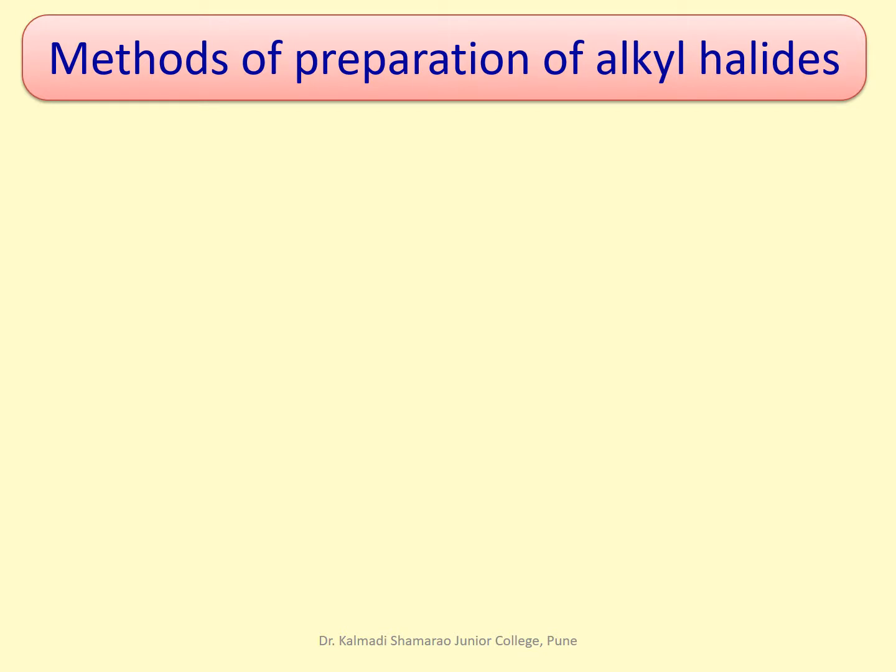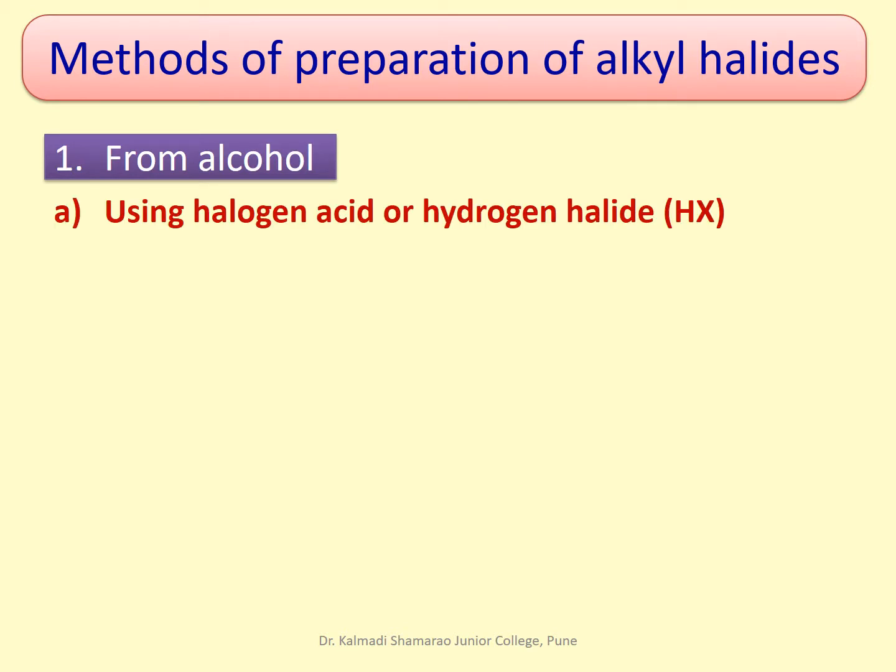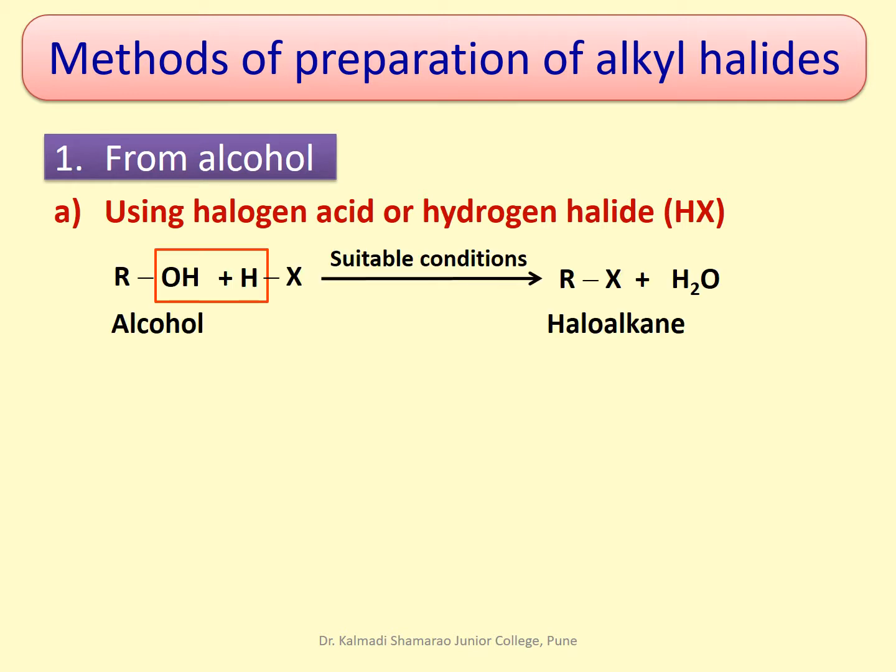Let us first discuss how to prepare alkyl halides from alcohols. Different reagents can be used to convert alcohols to alkyl halides. Firstly, let us take up halogen acid or hydrogen halide HX. In this reaction, the OH group of alcohol is substituted by a halogen atom. So, alcohol is converted to haloalkane. The conditions of the reaction depend upon the halogen atom and the type of alcohol.